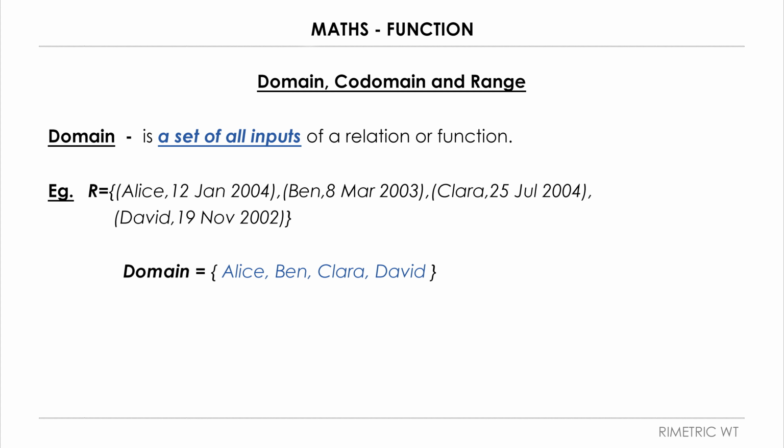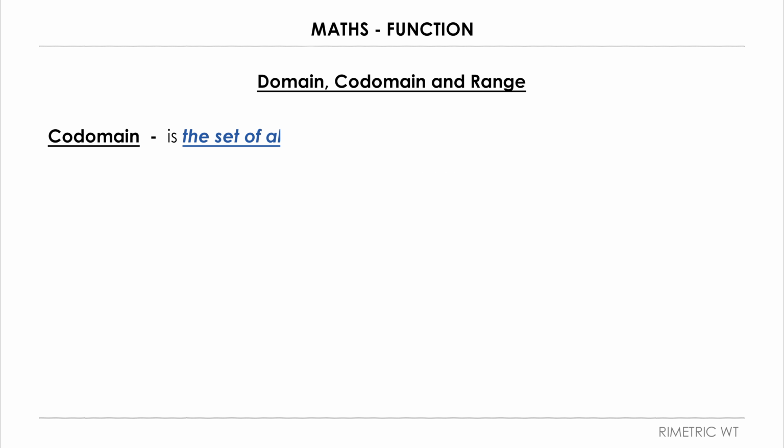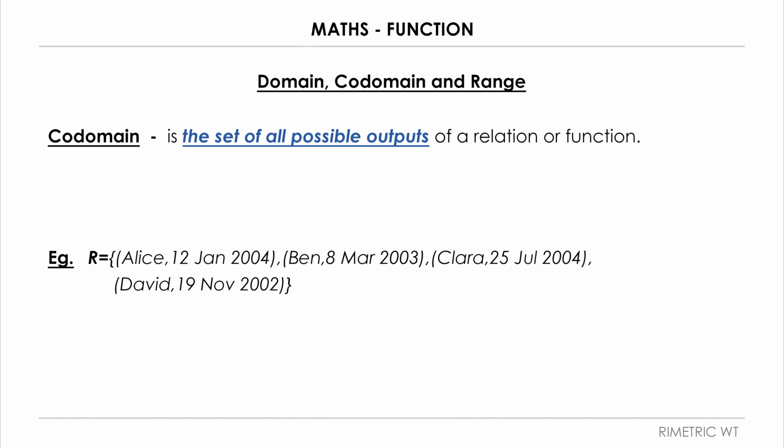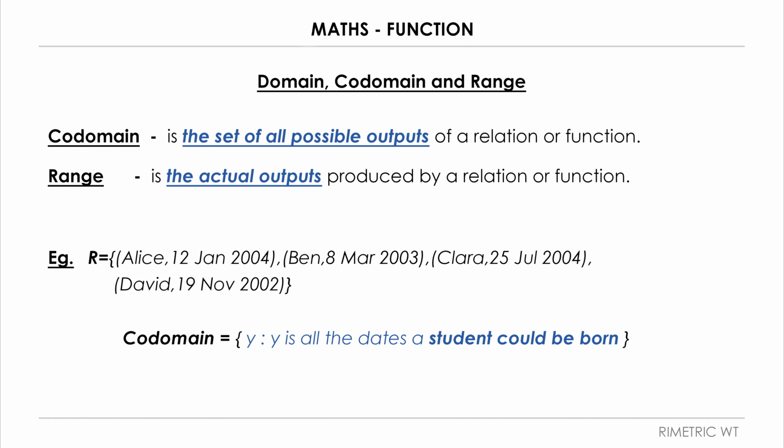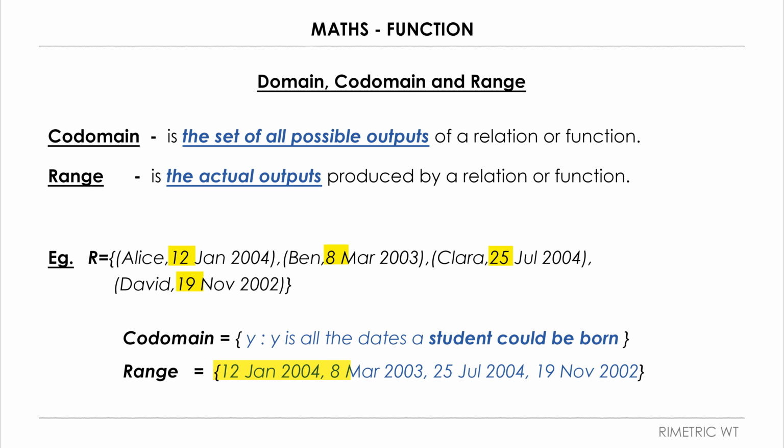You can think of these similarly to the relationship between a set and its universal set. The codomain is the set of all possible outputs of a relation or function. In our example, the outputs are birth dates, so the codomain would be all possible dates on which a student could be born. The range, on the other hand, is the set of the actual outputs produced by the relation or function. In our example, the range consists of the 4 birth dates that correspond to the students in the domain, as shown here. We'll revisit each of these sets in our upcoming examples so that we understand them completely.